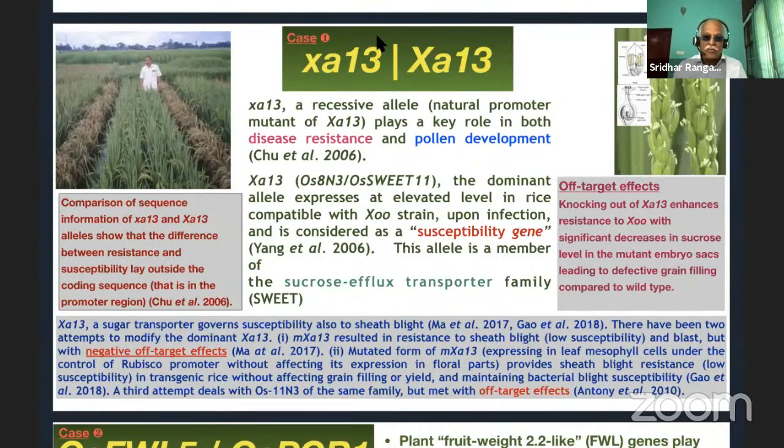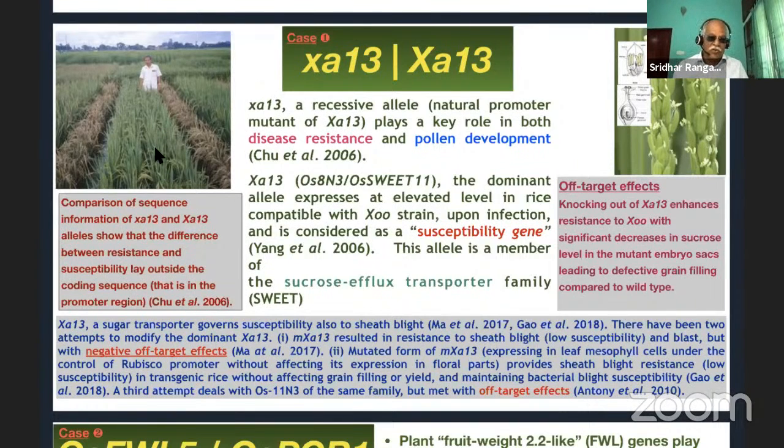But since it is a natural mutation that has taken place in nature, this XA13 recessive gene has maintained both the sugar transportation mechanism as well as resistance to bacterial leaf blight. We still do not know the cellular mechanism by which XA13 provides the resistance. But still, we know that XA13 is a good gene for providing resistance to bacterial leaf blight.